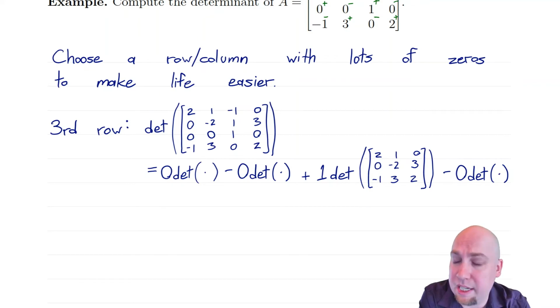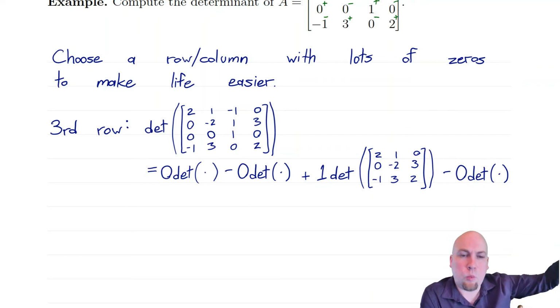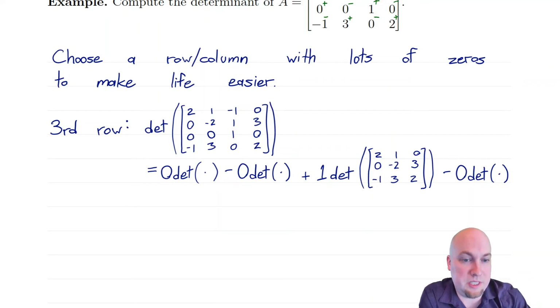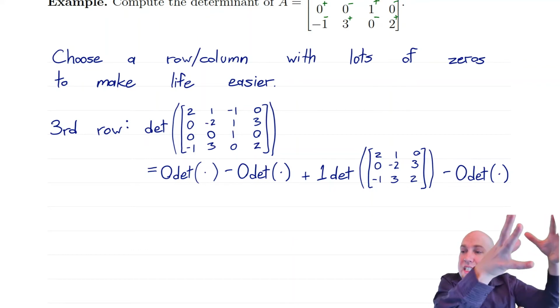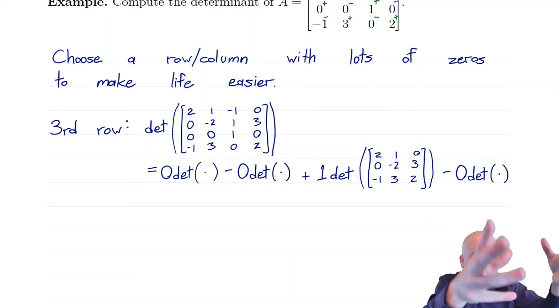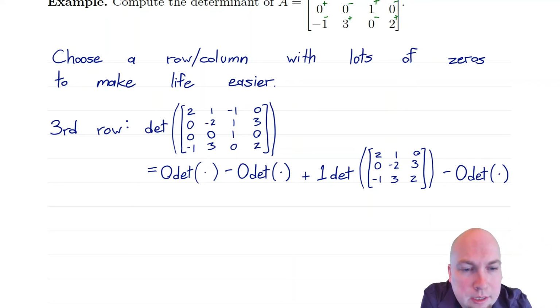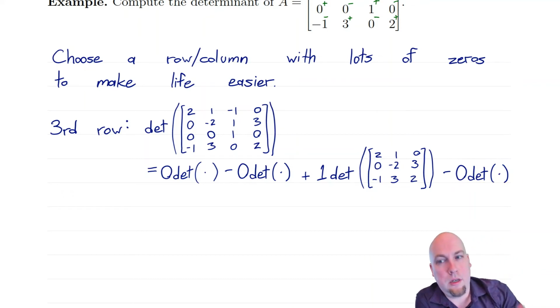So I'm going to get the 3,1 entry of A times the cofactor, which is 0 times something. I don't even need to compute that cofactor. The 0 overrides it. No matter what it is, I just get a result of 0. Similarly, the next entry is 0 times a cofactor, so I don't need to compute that something either. The next one is 1 times a cofactor. I'll come back and talk about this cofactor in a second. And then the last one is 0 times another cofactor.